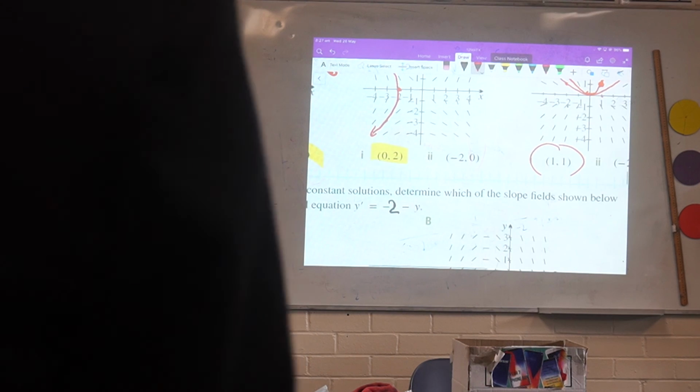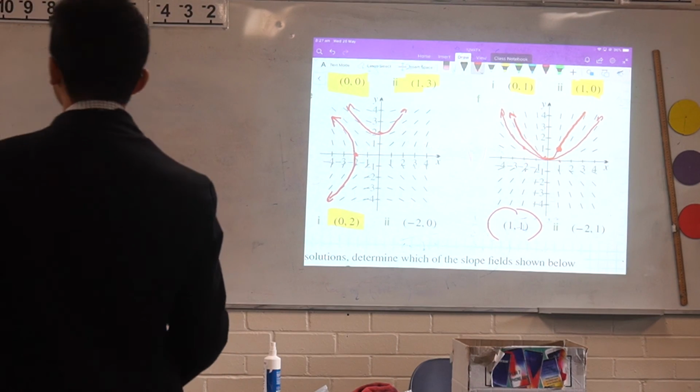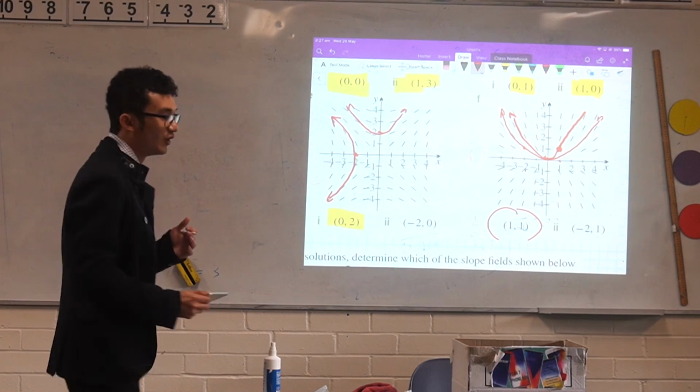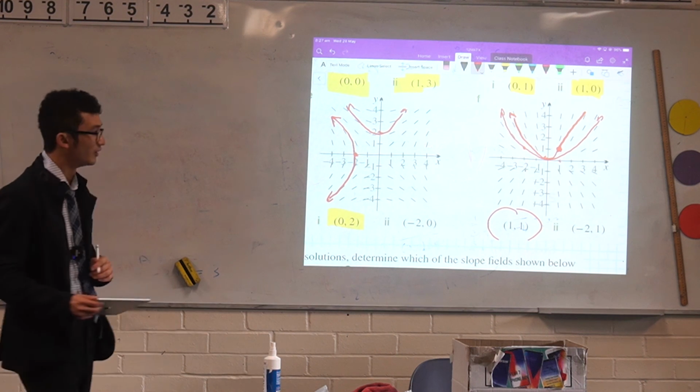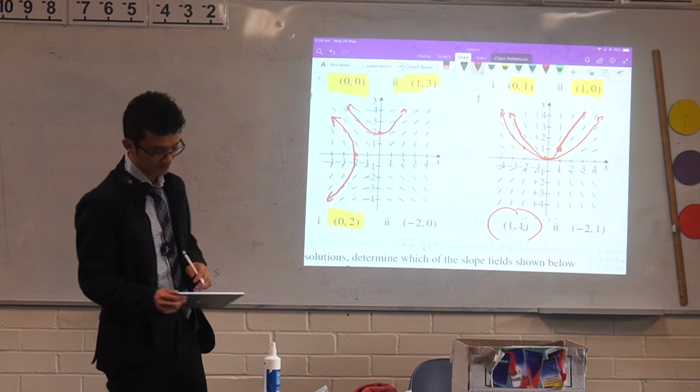And again, these questions are not meant to be exact, because we're looking at this from a visual perspective rather than an algebraic one. We will look at the algebraic one at the end of this lesson or next lesson, depending on how we go, okay?